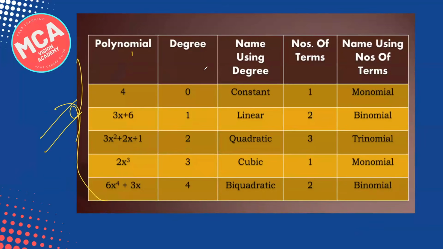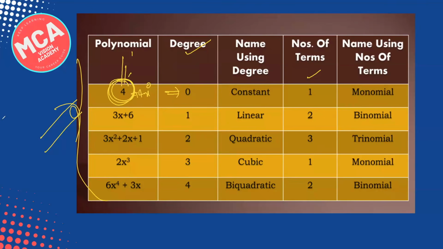सो पॉलिनोमियल्स डिग्री, which type of equations? Name using degree, number of terms, and name using number of terms. If you'll see, this polynomial is what? 4. या तो इसका डिग्री क्या है? 0 है. ये 4 को हम कैसे लिख सकते हैं? 4 इंटू x रेस टू 0.